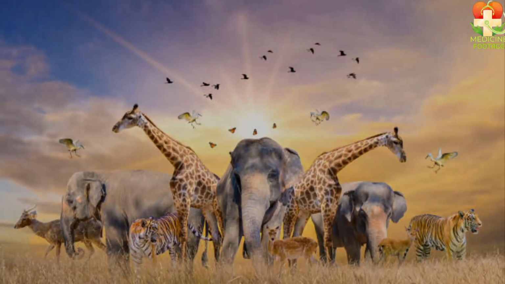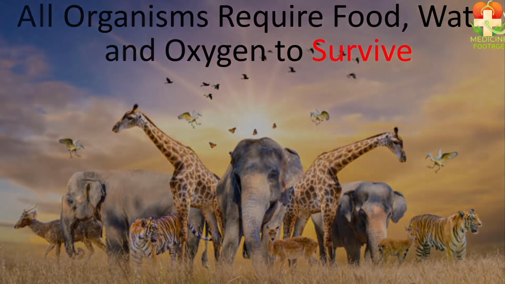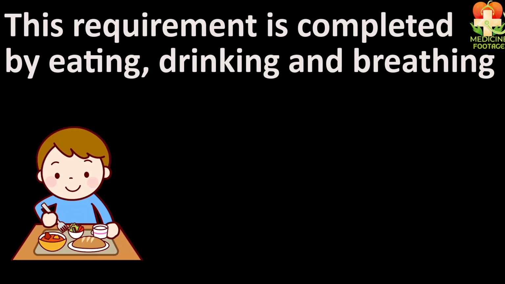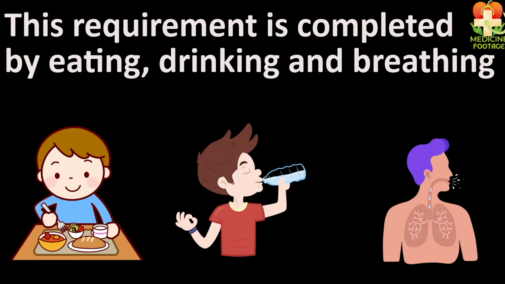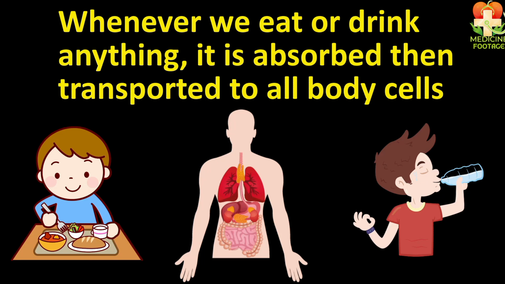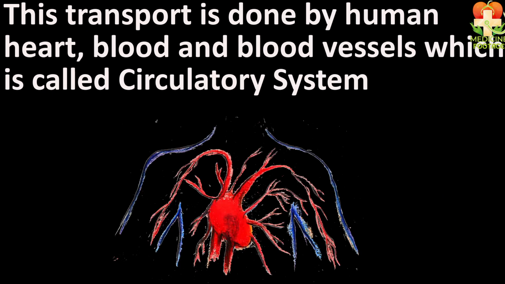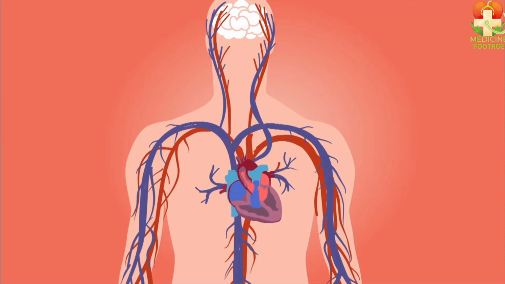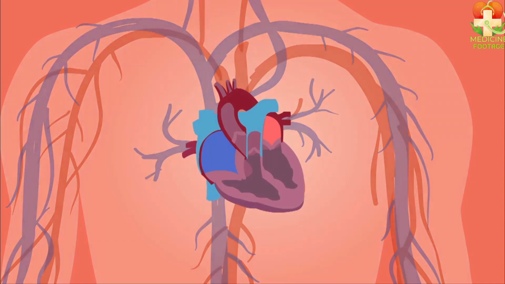All living beings in the world need food, water, and oxygen to stay alive. These needs are fulfilled through eating, drinking, and breathing. Whatever we eat or drink is absorbed into our body and then transported to different cells of the body. This transportation is done through the heart, blood, and blood vessels, which we also call the circulatory system. This circulatory system is also called the cardiovascular system.